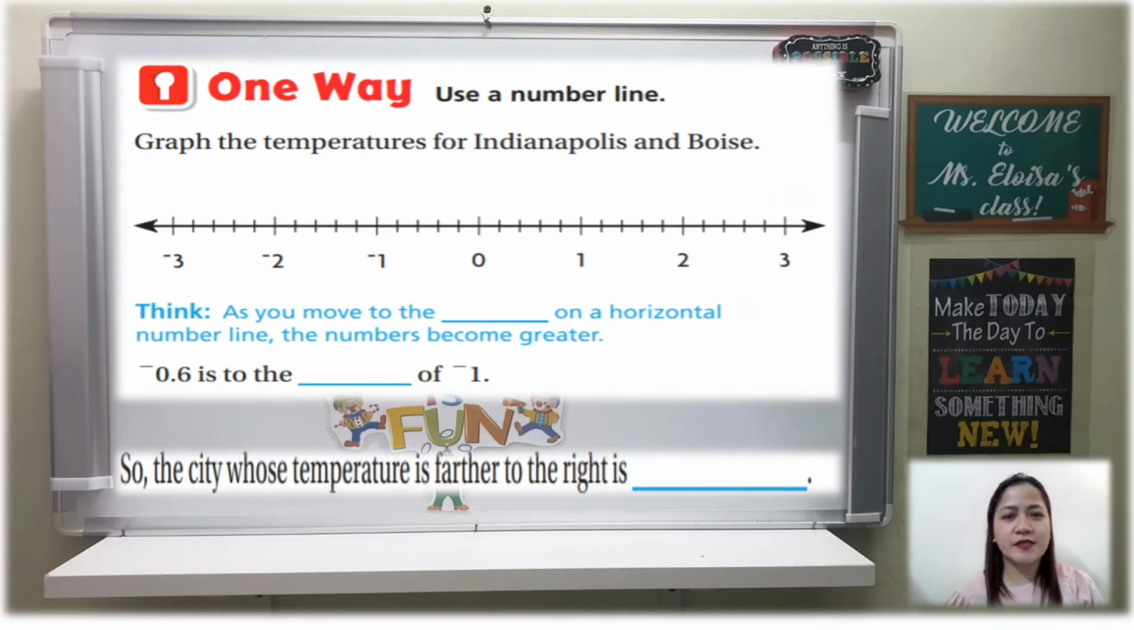One way is to use a number line. Graph the temperatures for Indianapolis and Boise. So Indianapolis is at negative 0.6, while Boise is at negative 1. So think, as you move to the right on the horizontal number line, the numbers become greater. So negative 0.6 is to the right of negative 1. Then the city whose temperature is farther to the right is Indianapolis.